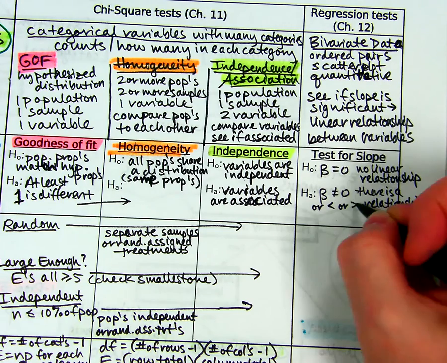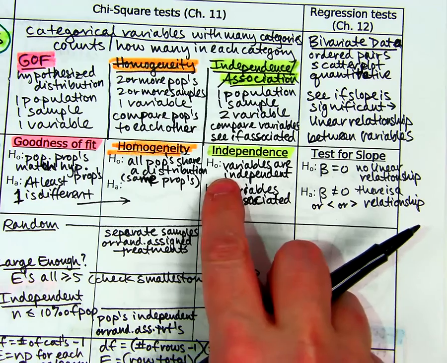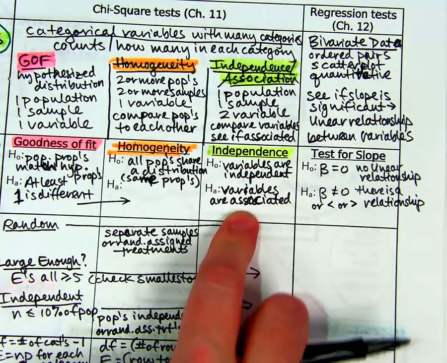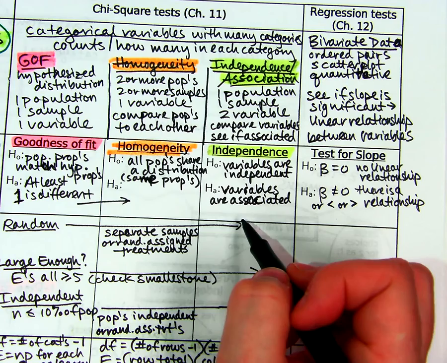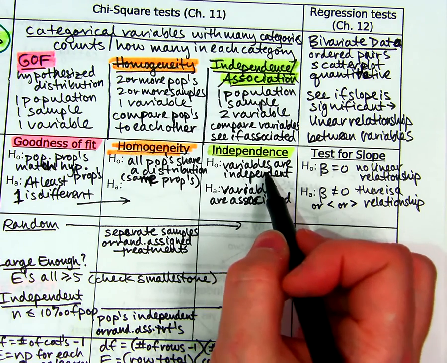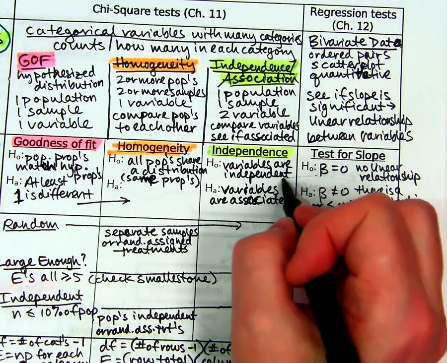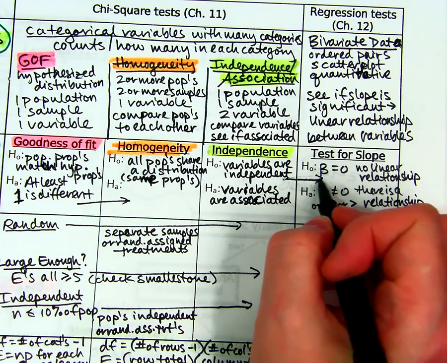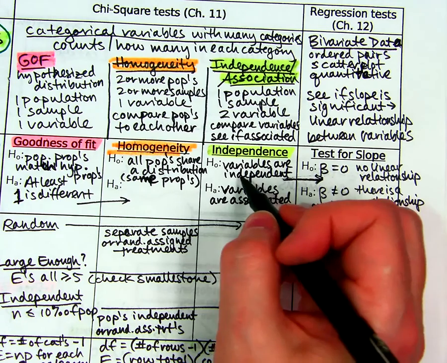And there's kind of an interesting thing that I haven't talked about yet, that this independence test that we did is whether there's a relationship between categorical variables or not. Independent variables is the same as saying there's no relationship, so these actually go together. The variables are independent is another way of saying that the slope is 0, and that's for quantitative versus categorical.